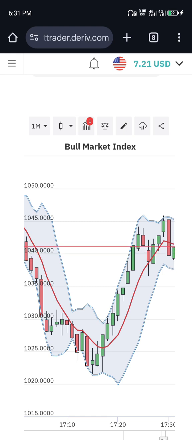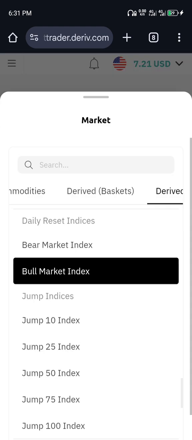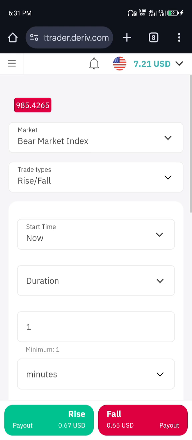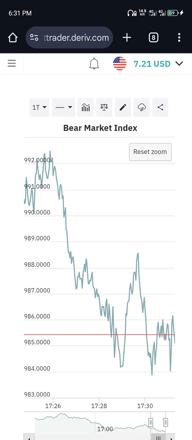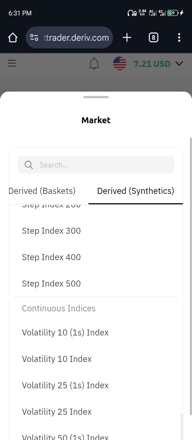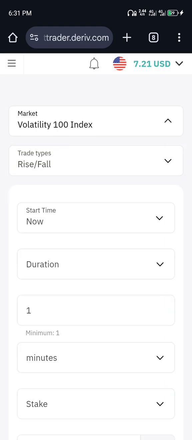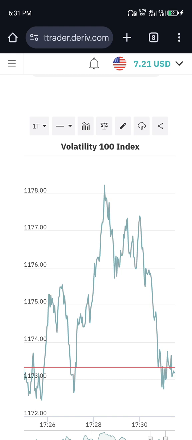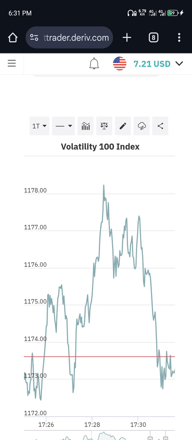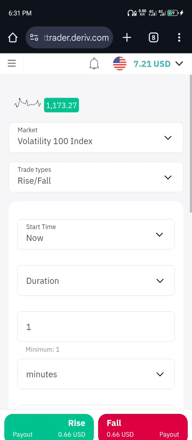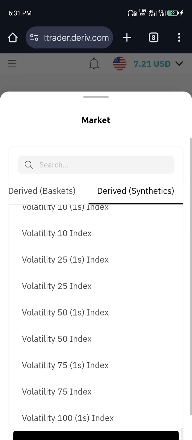Okay, and now this means that I check another market. This one is too spiky. We can't trade this kind of a market. It's too spiky and can lead us astray. Now come down to 100 index. It's too spiky.